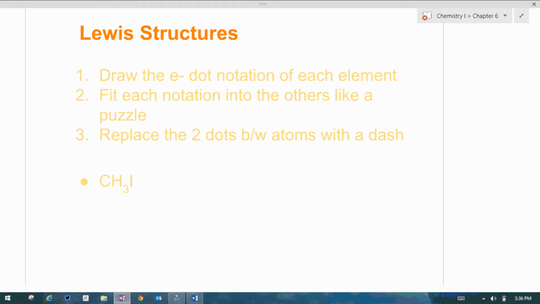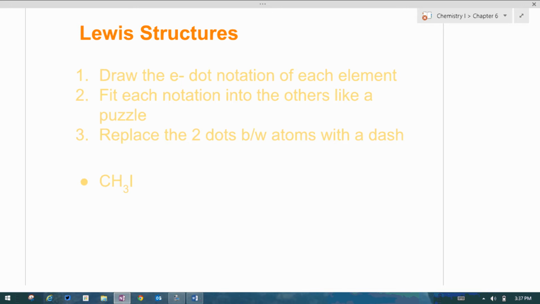So, to draw a Lewis structure, first thing is to draw the electron dot notation of each element. Okay, so you pull out each individual element in that molecule and you draw its electron dot notation. Second step is you fit each notation into the others like a puzzle. So imagine each element is a puzzle piece, and you somehow have to fit them together, and they can only go in a very specific design in order to create the molecule. So think of it as putting a puzzle together.